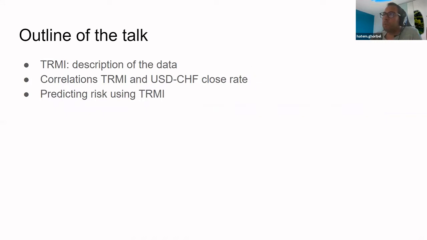So the outline of my talk: I will concentrate on the TRMI data. I will first of all describe the data. Then I will present some experiments we have conducted related to the correlation of different indices in this TRMI data with the dollar Swiss franc price, and we will provide different correlations with different features. And after that, we have attempted to predict risk in the forex market, and we'll report the different conclusions that we have found.